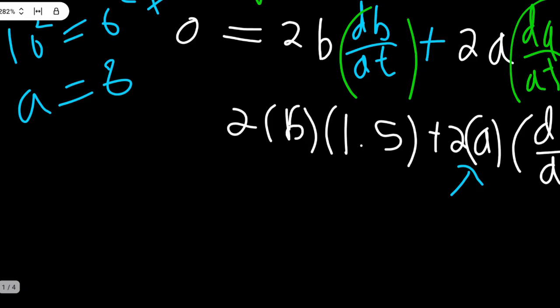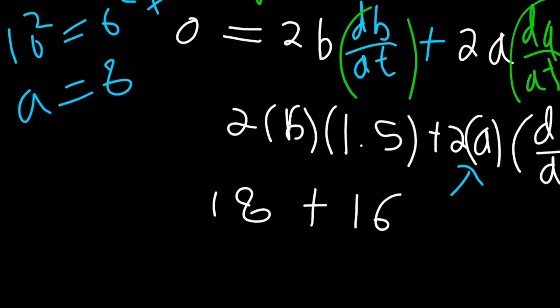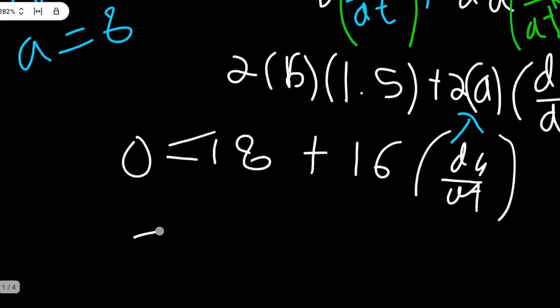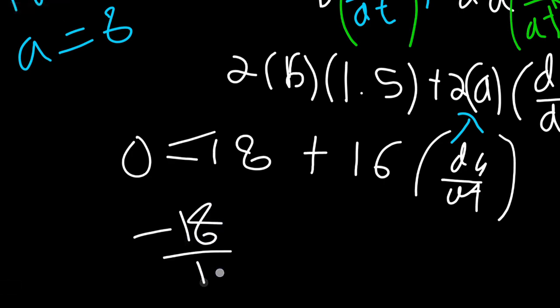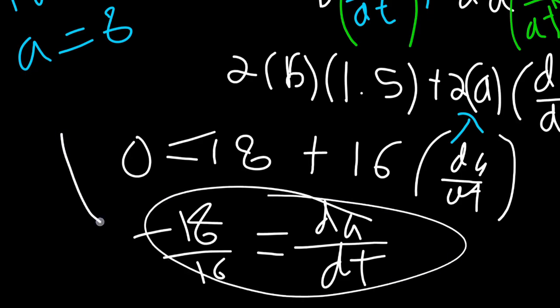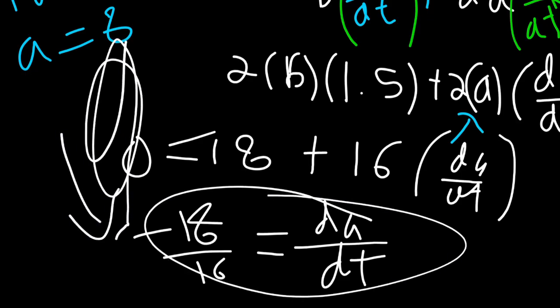Now we have 12 times 1.5, which is 18, plus 2 times 8, which is 16, times dA over dt, and that equals 0. Subtract and divide. Now we have negative 18 over 16 equals our rate, and that is our answer. Of course, you can simplify. And we notice that this is negative because the top of the ladder is falling down.